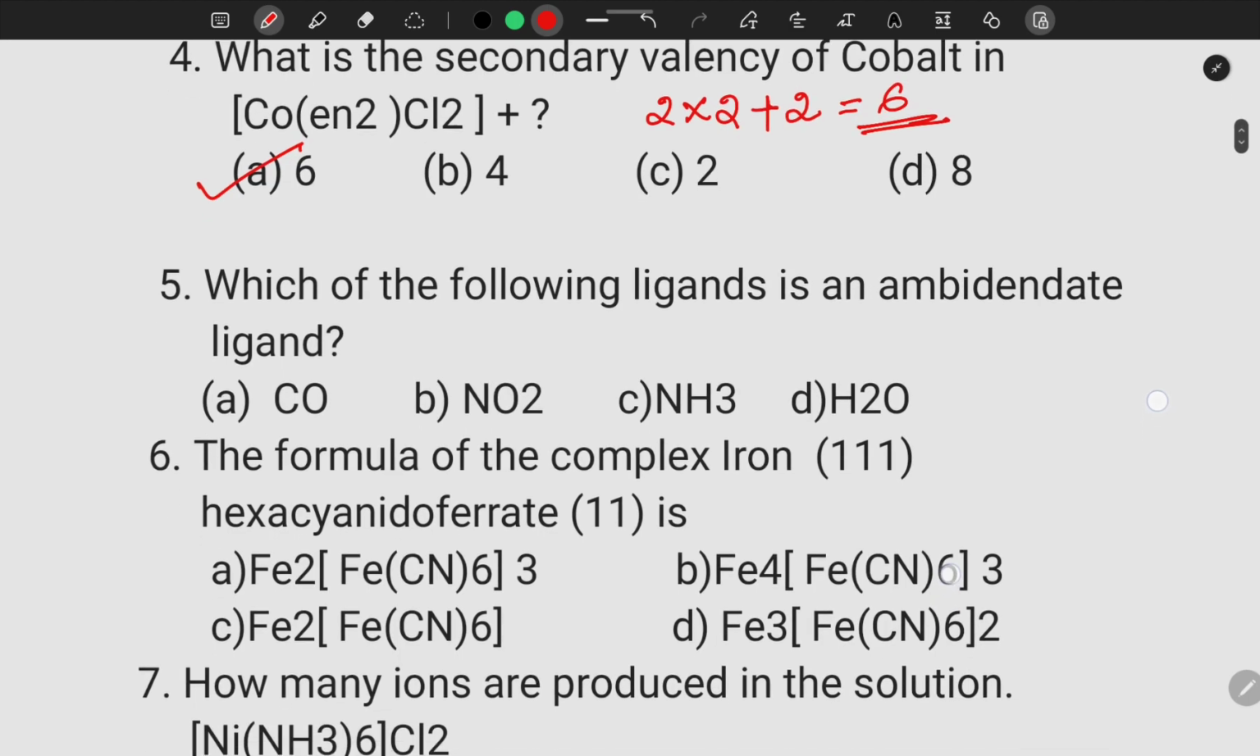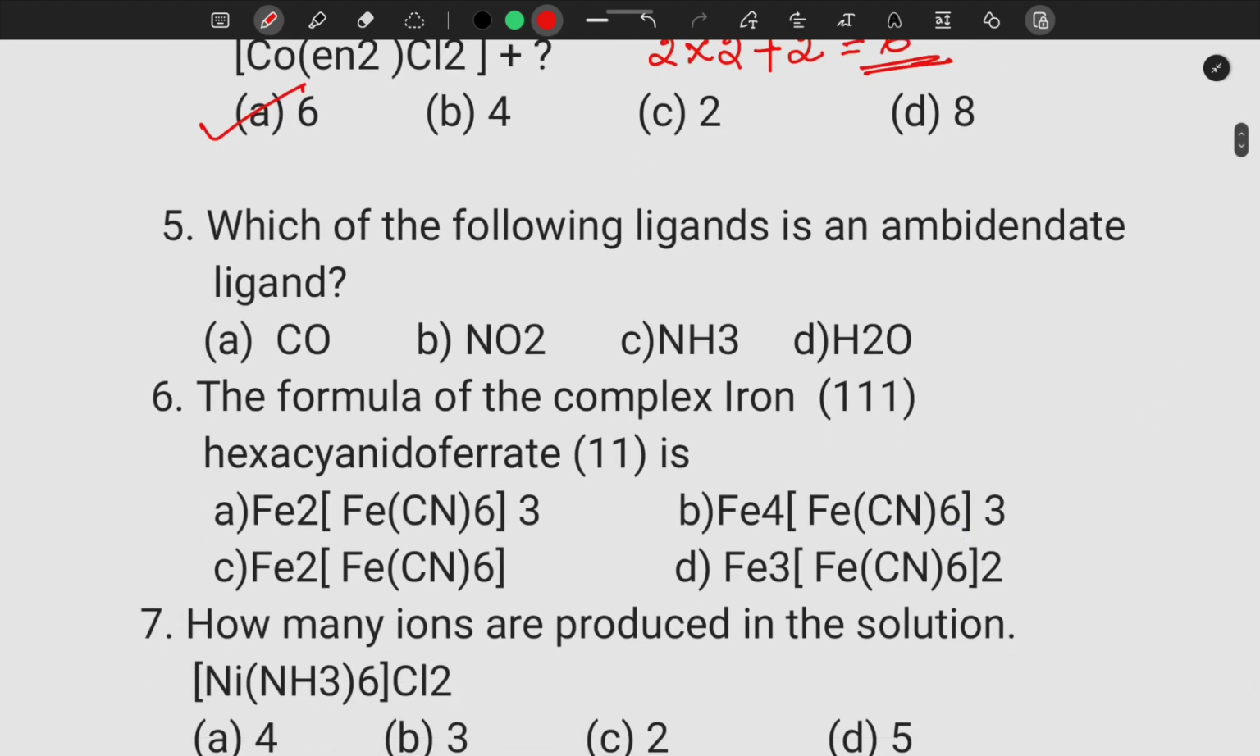Which of the following ligands is an ambidentate ligand? We know an ambidentate ligand has 2 donor atoms. Here, among [Co(NO2)(NH3)], H2O, NO2 is the ambidentate ligand. It has 2 connective sites, nitrogen as well as oxygen. So it's an ambidentate ligand. So our option is B.